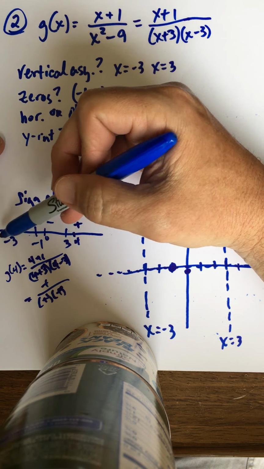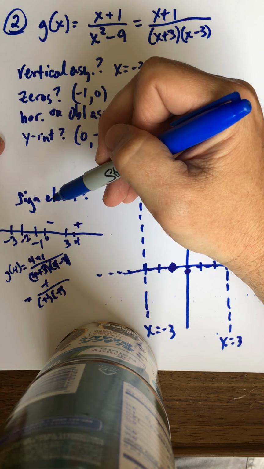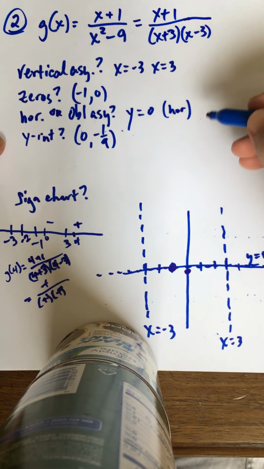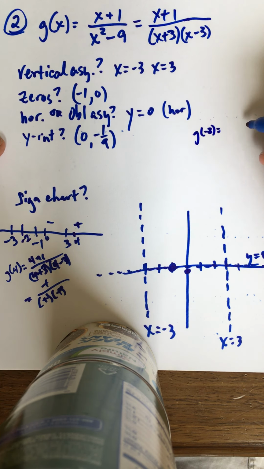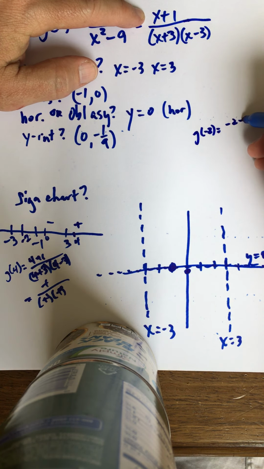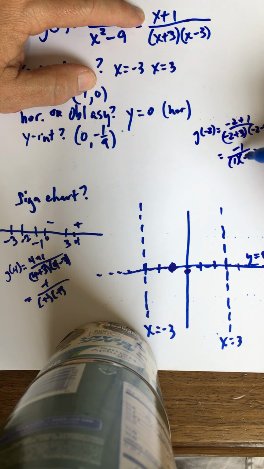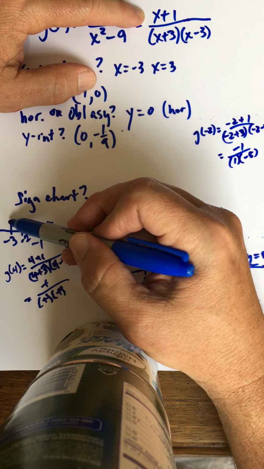Now pick a number between negative 1 and negative 3, like a negative 2. If I plug in g of negative 2, put it in the factored form, it's negative 2 plus 1, negative 2 plus 3, negative 2 minus 3. That would be a negative 1 over 1 times negative 5. If you have an even number of negatives, your final answer is positive. If you have an odd number of negatives, the answer is negative. Since I have two negatives, that means this area is going to be positive.